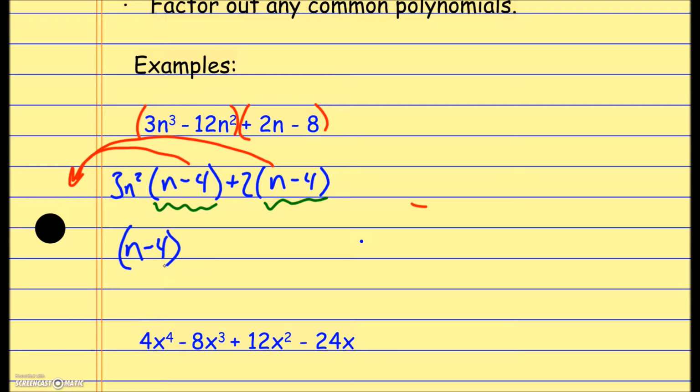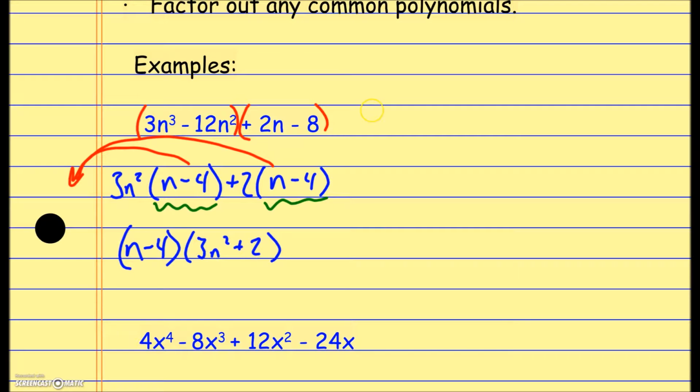And if I were to divide that n minus 4 out of each of those big chunks, in other words, take the n minus 4 out of this piece and out of this piece, you can see that I'm left with the 3n squared and a plus 2. Well, that's my other factor. So if I take out that big chunk, it leaves me with 3n squared plus 2. And really what you should see here is this is the reverse of our distributive property.